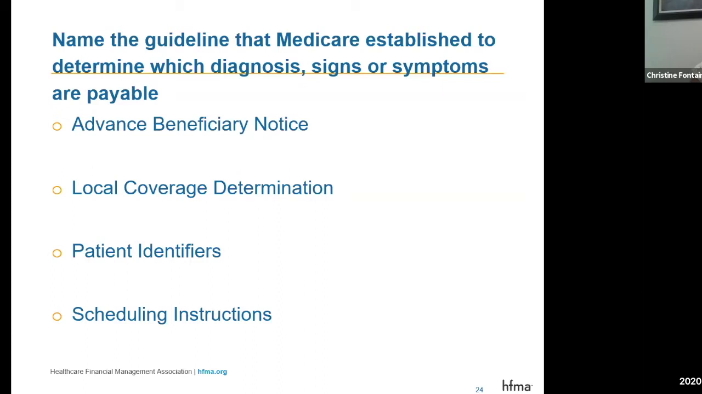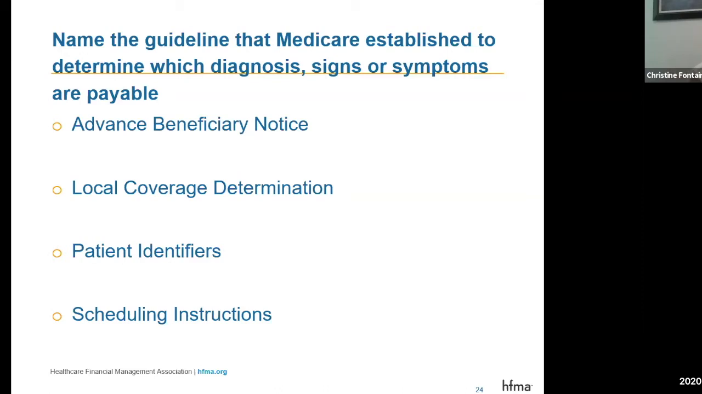Local coverage determination is the correct process, right? Medicare and other health plans will only pay for tests and services that are determined to be reasonable and necessary. So Medicare has established guidelines called local coverage determinations, LCDs, and national coverage determinations, NCDs, which will actually indicate when you have to present the ABN or advanced beneficiary notice to the patient.